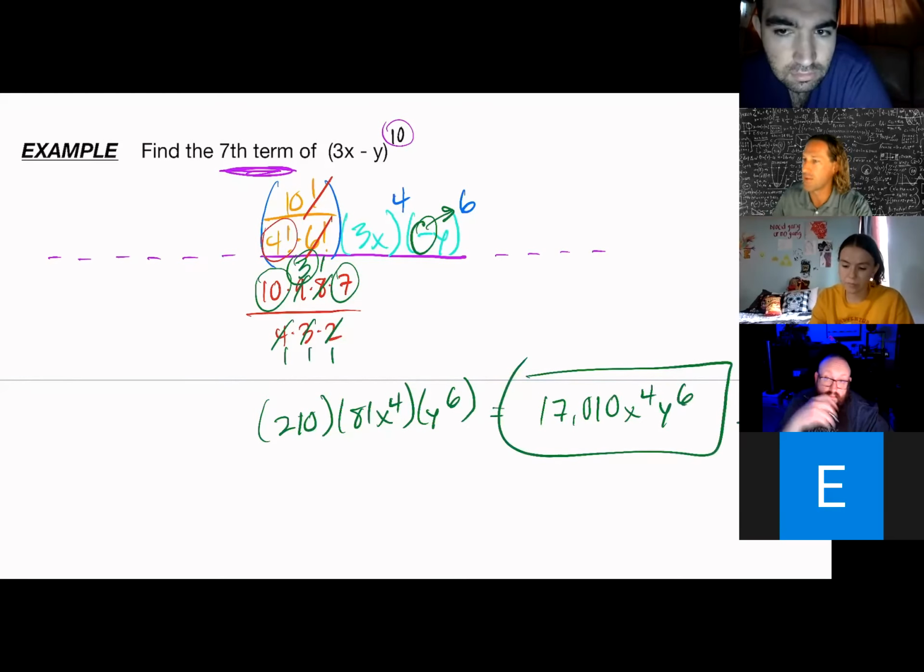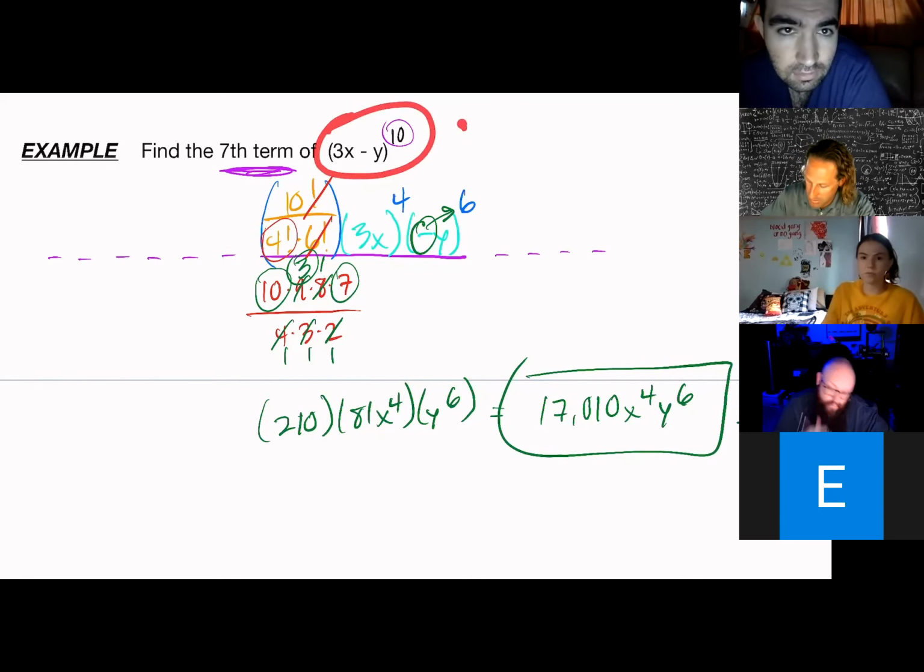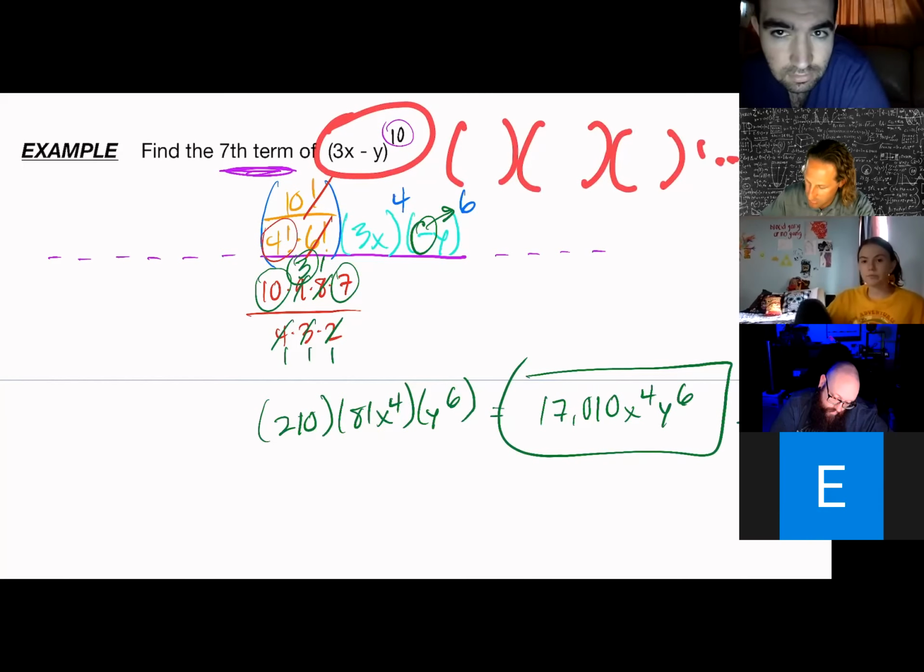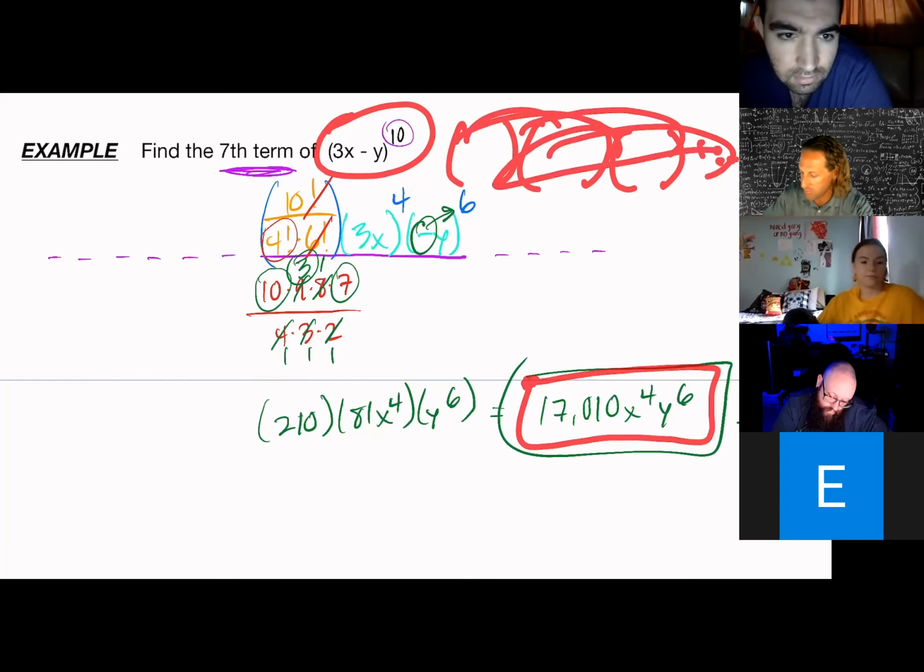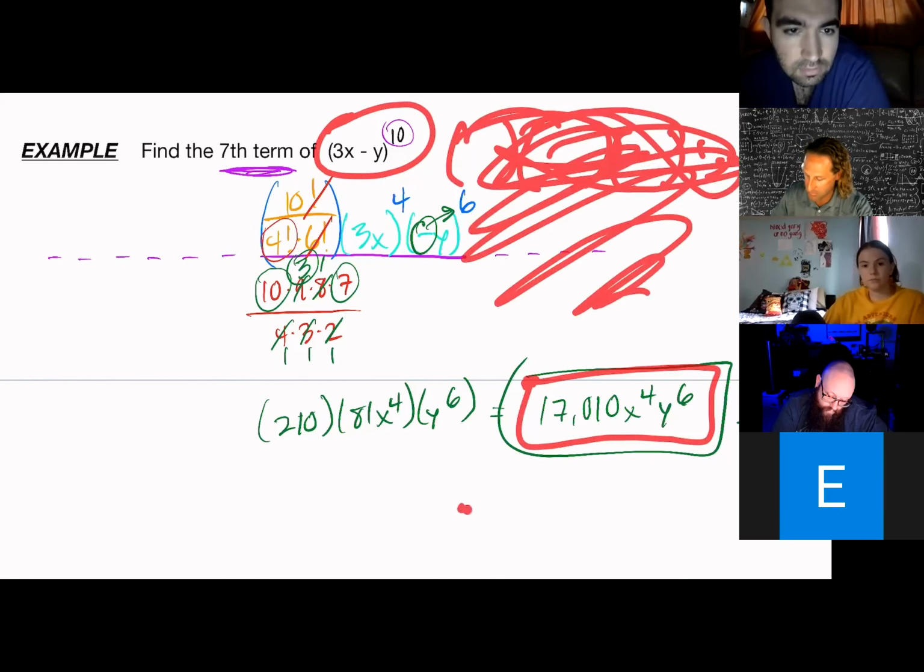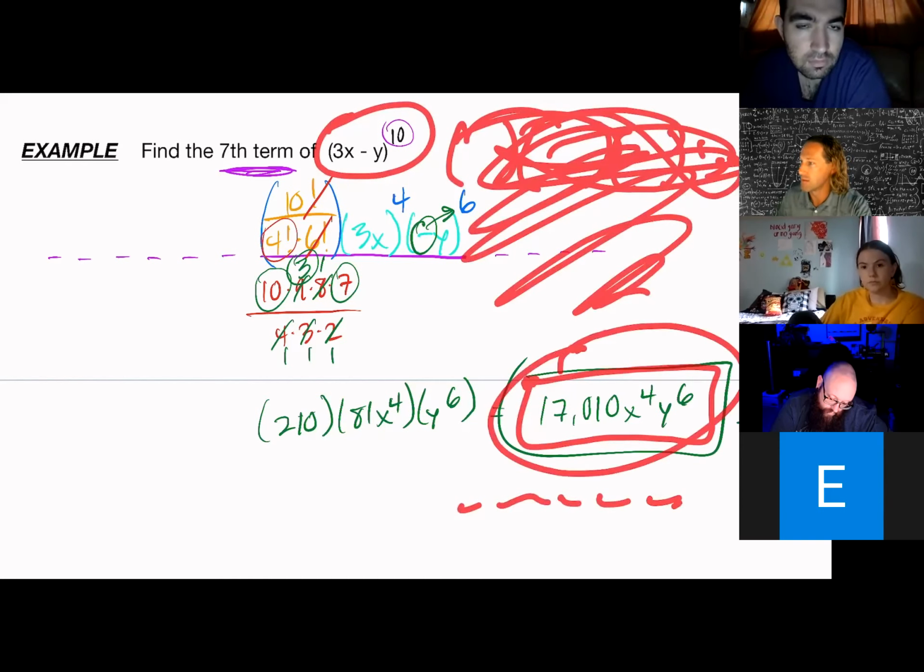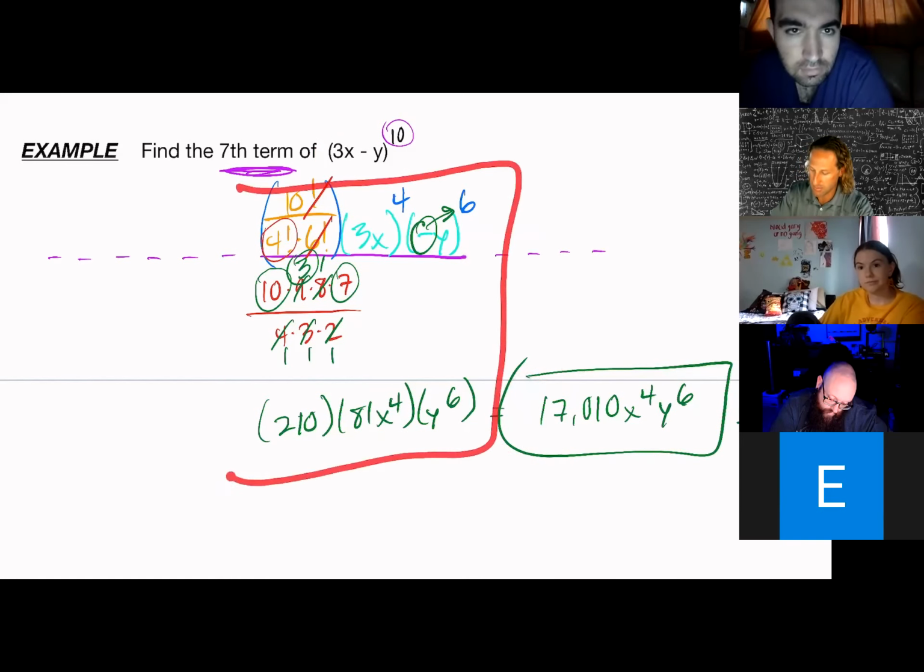And if you can fathom what we just did, it's, again, pretty mind-blowing. We took 3x minus y times itself 10 times, and we found the 7th term of that without foiling, distributing all of that mess, and then finding the 7th term. Look at all the work I did. That's it. Pretty cool.